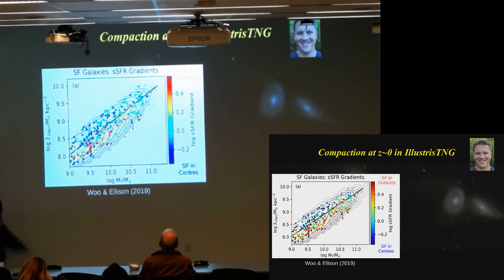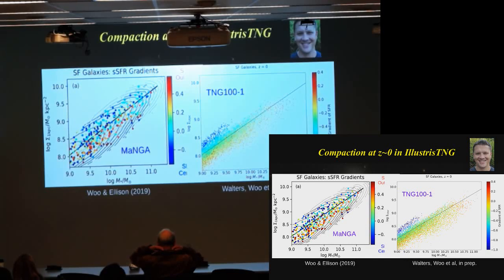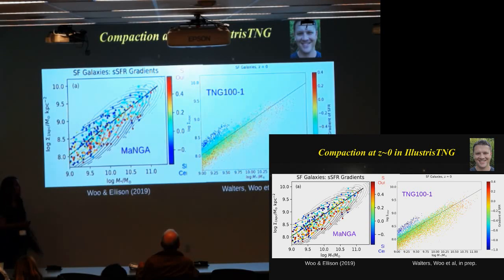So all of this work in Illustris was done by my collaborator, Dan Walters, who is not a student. He is actually a pilot who is very enthusiastic about astronomy and wanted to do an astronomy project. So Dan went to the public TNG data, downloaded them, and plotted the sigma 1 versus Mstar diagram at redshift 0 for isolated galaxies. He has some criterion for isolation, and for star-forming galaxies. So these are star-forming isolated galaxies, color-coded by the gradient of the SFR.